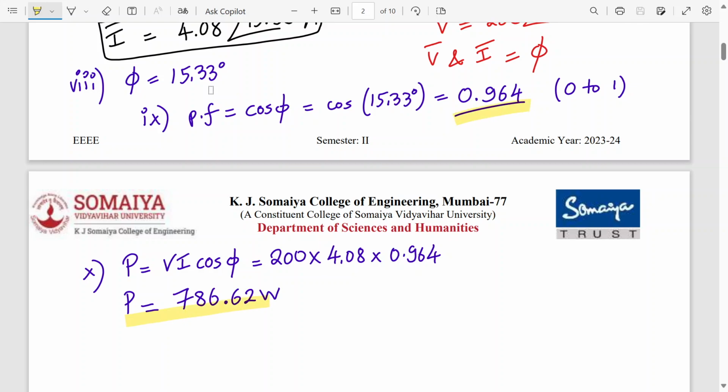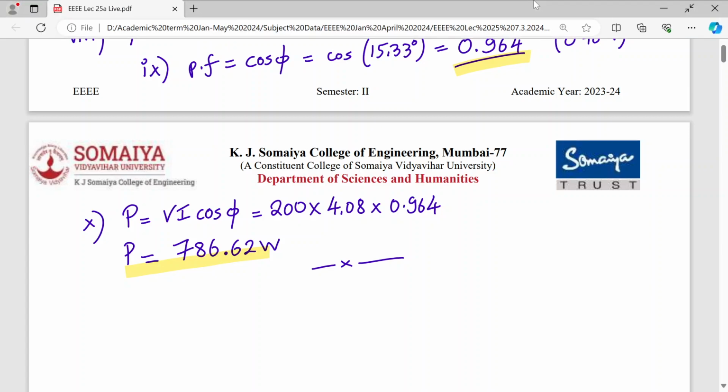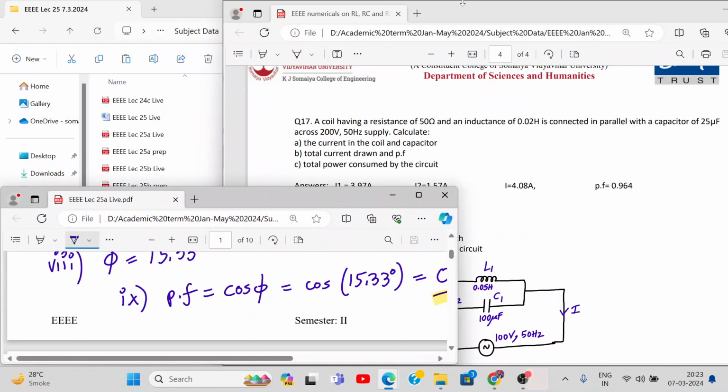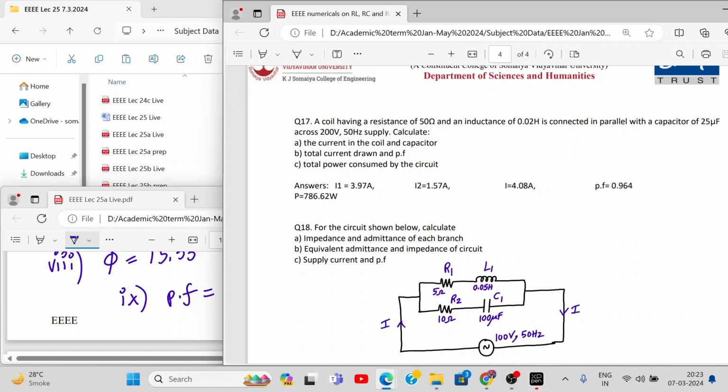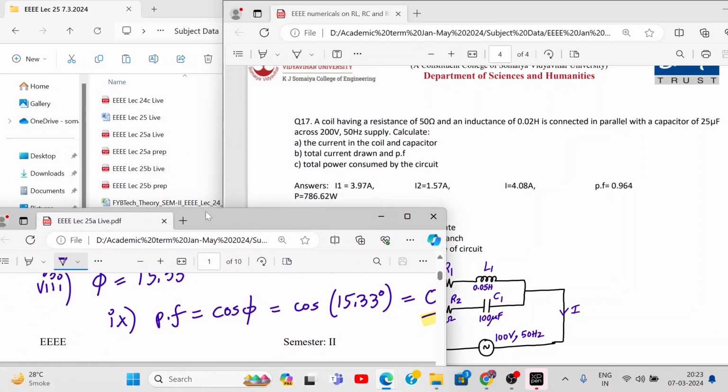Okay. If it is there, even though we have calculated, it's fine. No, it's given: total current drawn and power factor PF. See, so can we check the values over here? All the values are matching properly.